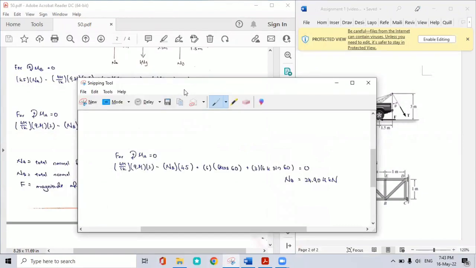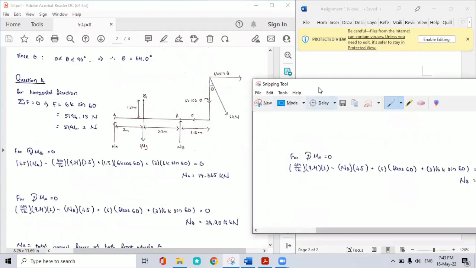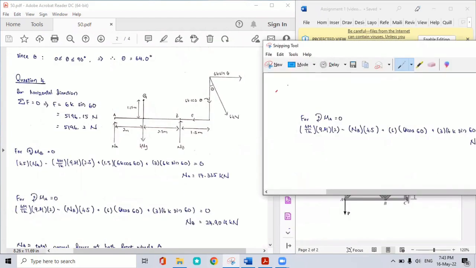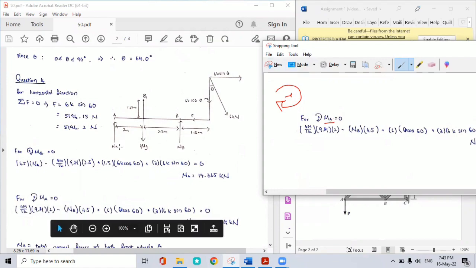Okay, I need to see. So in these directions, clockwise, we assume that it will have positive values, and take a look at the moment at point A, which is the point at wheel A.